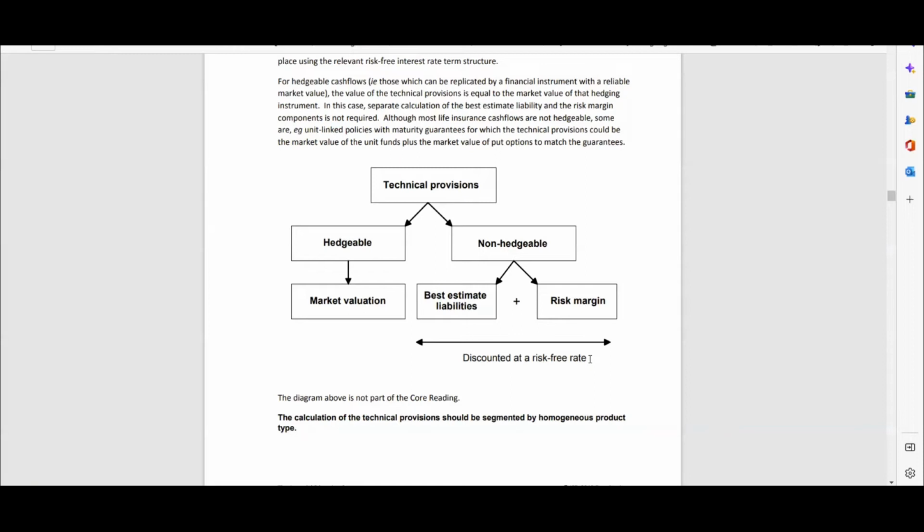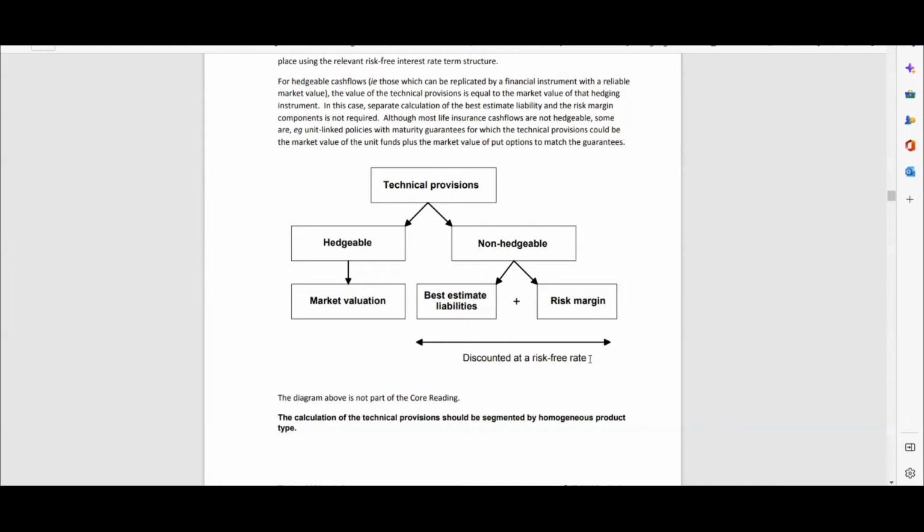So you project the cash flows based on best estimates of mortality, expense, lapse, etc., and then you discount them back using the discounting rate, and that would give you the best estimate liability. So that is the second definition of market consistent liability, where the cash flows are non-hedgeable.